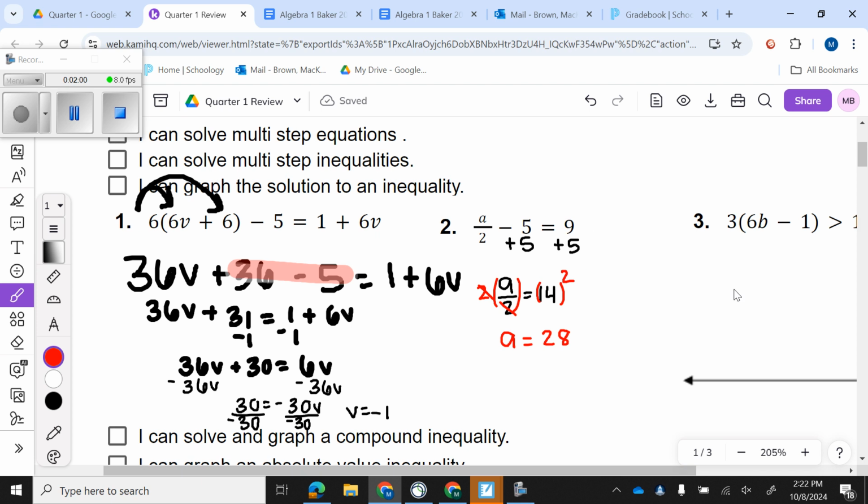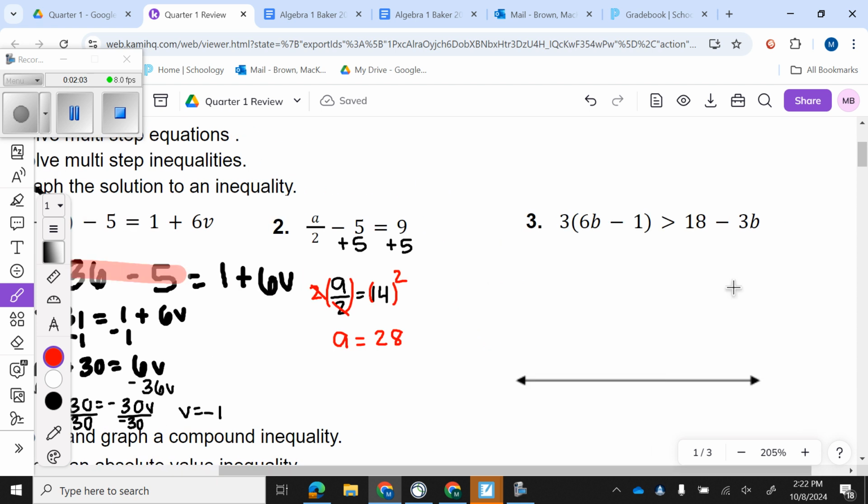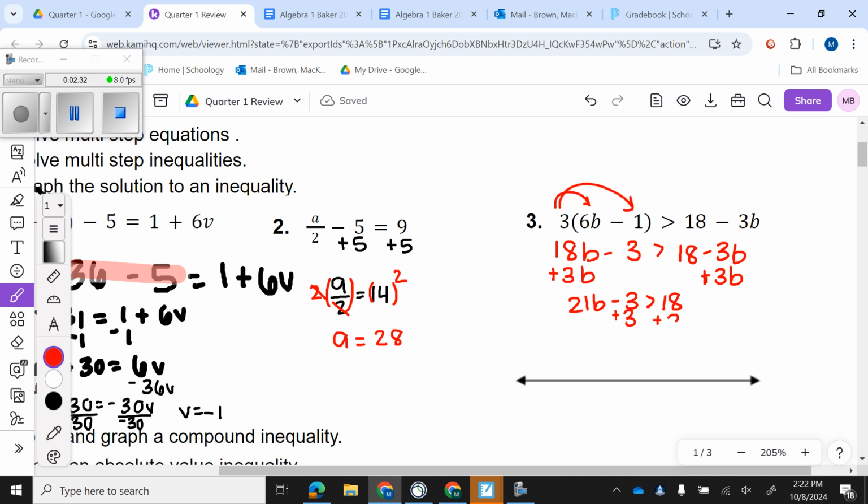All right, 3 looks really similar, but instead of an equation, it's an inequality. So same deal, I'm going to distribute first. I'm going to have 18b minus 3 is greater than 18 minus 3b. I've got to get my variables on one side and my numbers on another, so I'm going to add 3b over. And I'm going to have 21b minus 3 is greater than 18. From here, I'm going to add 3 to both sides, and I'm going to have 21b is greater than 21. Divide both sides by 21, and you're going to have b is greater than 1.